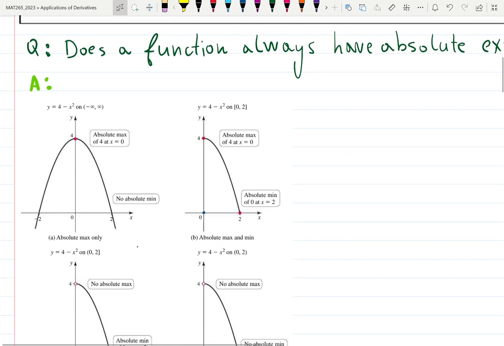The question for you: does a function always have absolute extreme values? Do you think all functions have global max, global min? No? Who said no? Yes? What do you think? Up there, yeah? If no, then why? I feel like everything has a max and everything has a min. So why do you think it doesn't? Yes? What about a constant? Constant, very interesting.